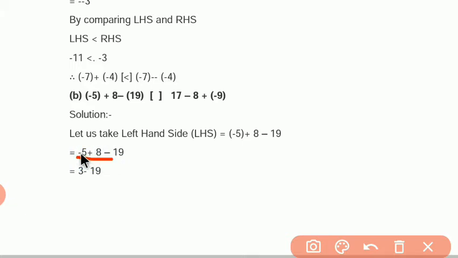So minus 5 plus 8 means minus plus plus. So 8 minus 5, 3, and the sign will be according to the bigger number, and here the bigger number is 8 and its sign is plus. So the answer will be plus 3. Now I'll write the remaining number. So the remaining number here is 19.